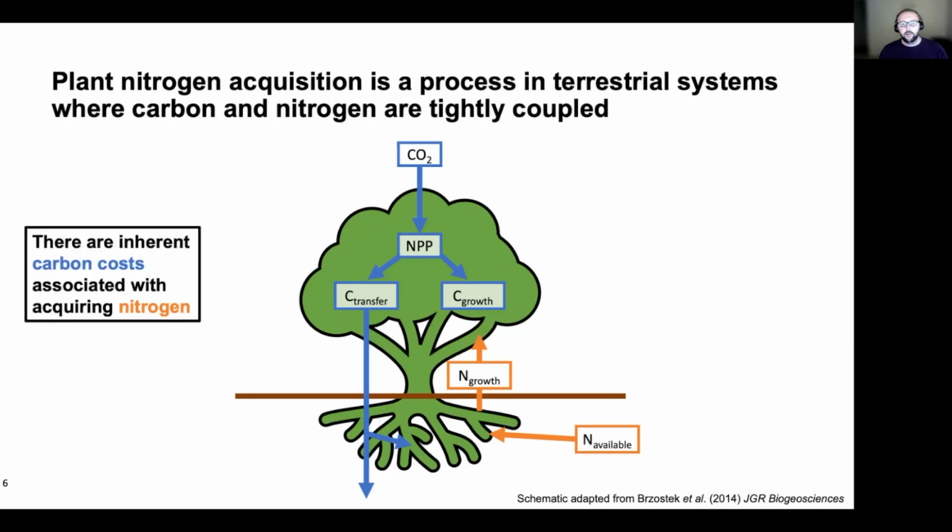However, plants are not able to acquire nitrogen without first allocating carbon below ground. Thus, there are inherent carbon costs associated with acquiring nitrogen. And these can include structural carbon costs associated with root production and maintenance, or active carbon costs associated with the exchange of carbon for nitrogen with microbial symbionts.